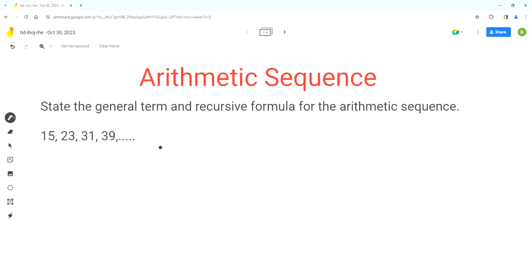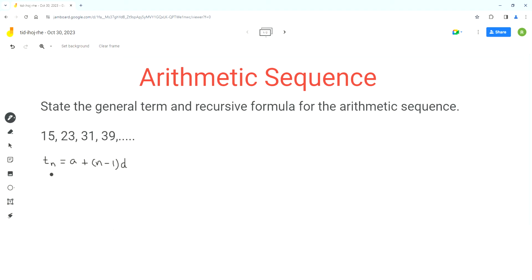So let's start by finding the general term. The formula for the general term of an arithmetic sequence is Tn equals A plus n minus 1 times D. Now in this formula, Tn represents the nth term in an arithmetic sequence. A is the first term in the arithmetic sequence. N is the number of terms and D is the common difference of the arithmetic sequence.